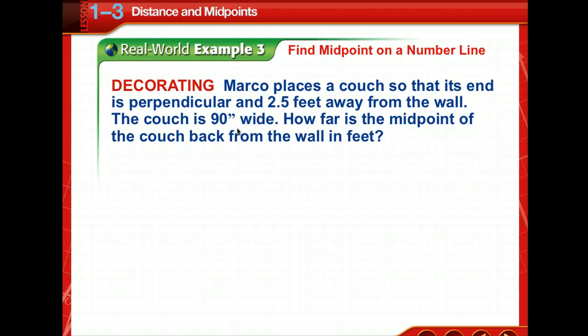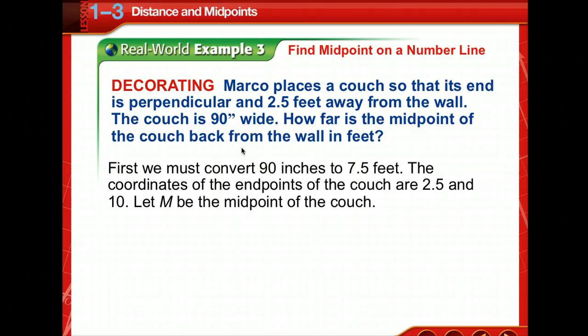So how many inches are in a foot? Very good. You get 12. So you need to divide this one by 12. So this couch is actually 7.5 feet wide, plus we have the 2.5 feet away from the wall.